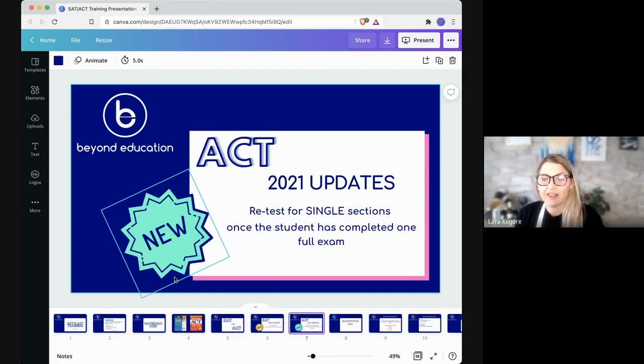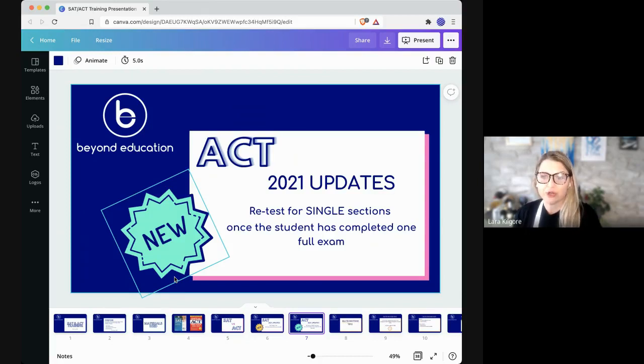ACT, this is really huge, although I haven't seen it in real life yet because of COVID and all the issues they've had with testing. So the ACT, just as of 2020, is allowing students to retest for single sections once they've taken a whole test. So once you've taken a full ACT, and let's say you want to improve your math score, you should be allowed to just go and sign up for a math section retest.